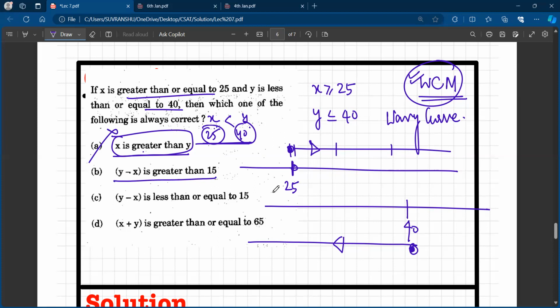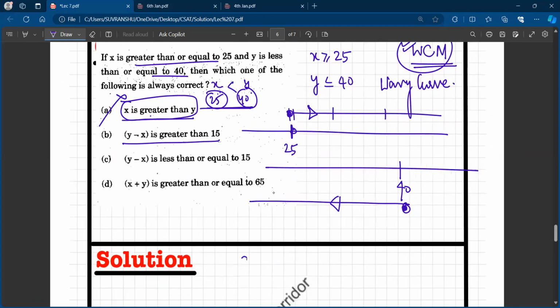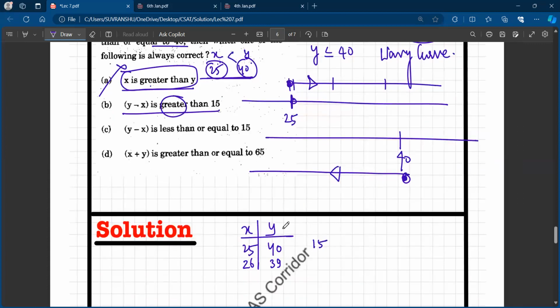What are the possible values of x? x ka value pehle hoga 25, y ka value kitna hoga, 40. y minus x will be first one 15. It is not greater than 15. Let's see another value. X will go to 26, y will go to 39. X goes to 26. I did one increment and I have decreased one value of y. Why? Because y will go this way, x will go this way. X taken 26, y taken 39. Y minus x will be 13. Is it greater than 15? No, wrong. Now let us go to the next one.